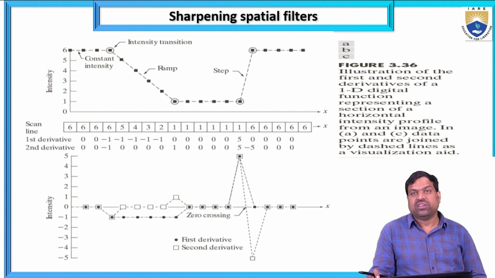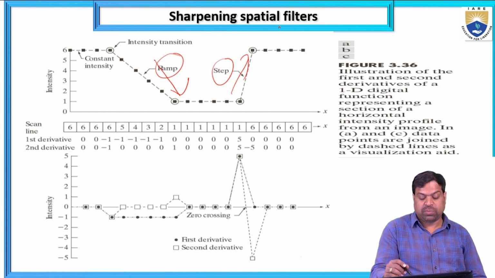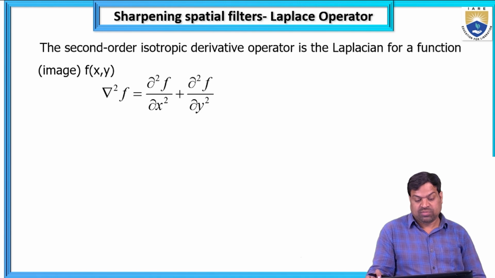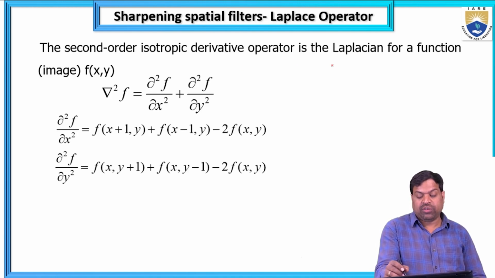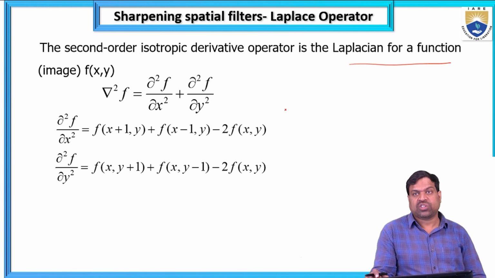Okay, so these are the intensity transitions with a ramp down. When the image is going down, it is a ramp; ramp means down, step means up. The second order isotropic derivative operator is the Laplacian. For the image function f(x,y), ∇²f = ∂²f/∂x² + ∂²f/∂y². So ∂²f/∂x² = f(x+1,y) + f(x-1,y) - 2f(x,y). And ∂²f/∂y² = f(x,y+1) + f(x,y-1) - 2f(x,y).